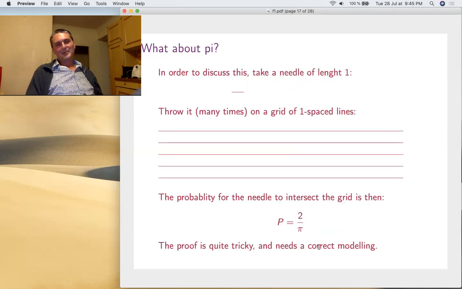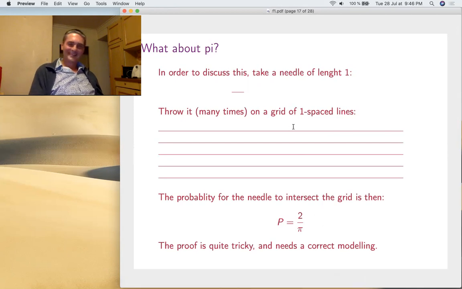Now, how to do it with pi? That's the so-called Poisson needle. So take a needle of length 1 and you throw it on a grid of lines spaced by 1. And well, the needle can land on a line or not when you throw it, right? And the probability to intersect the grid is actually 2 over pi.